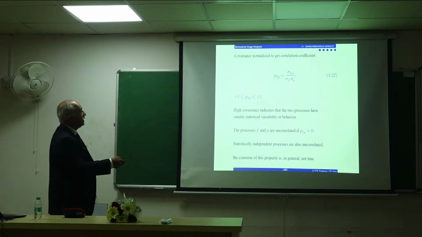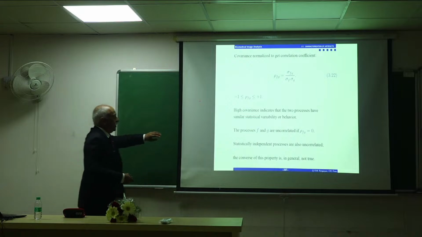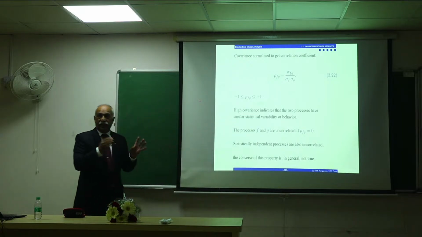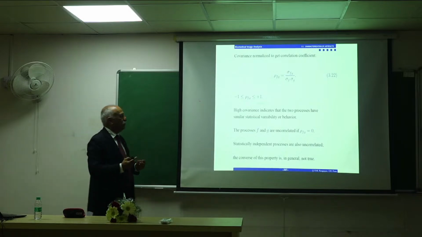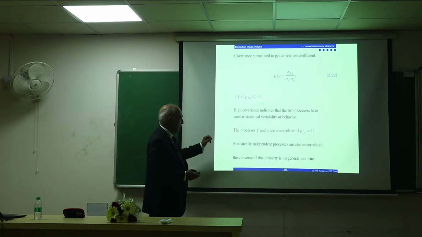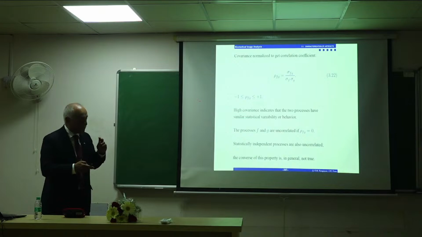Covariance is normalized: rho fg is sigma fg over sigma f sigma g, and then it is between plus and minus 1. High covariance indicates that the two processes have similar statistical variability or behavior. Not that they are identical, but similar variability. And they're uncorrelated if rho fg is 0. Statistically independent processes are also uncorrelated.